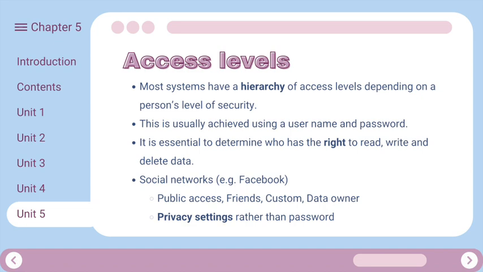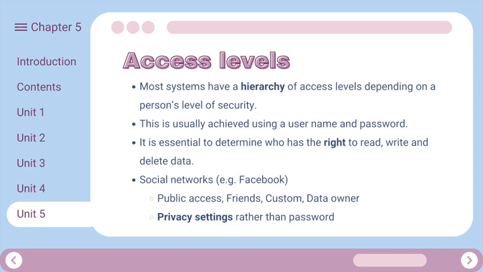When using databases, levels of access are particularly important. It is essential to determine who has the right to read, write, and delete data. By having different views of data tables, it is possible for different users to only have access to certain data.